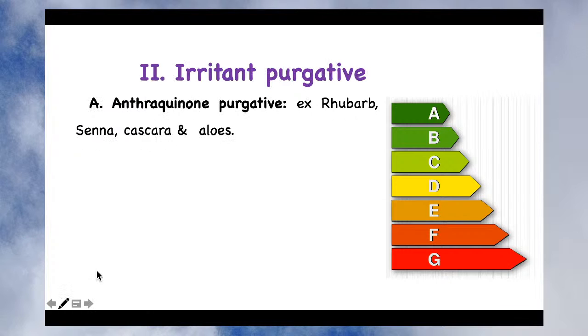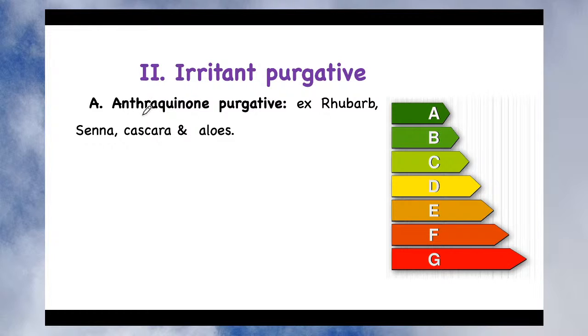The second broad category is the irritant purgative. What the irritant purgatives do is basically produce irritation in the intestine, and due to irritation, it increases intestinal motility. We'll see the detailed mechanism in the next slide. Okay, so before that, let's see the sub-classification.